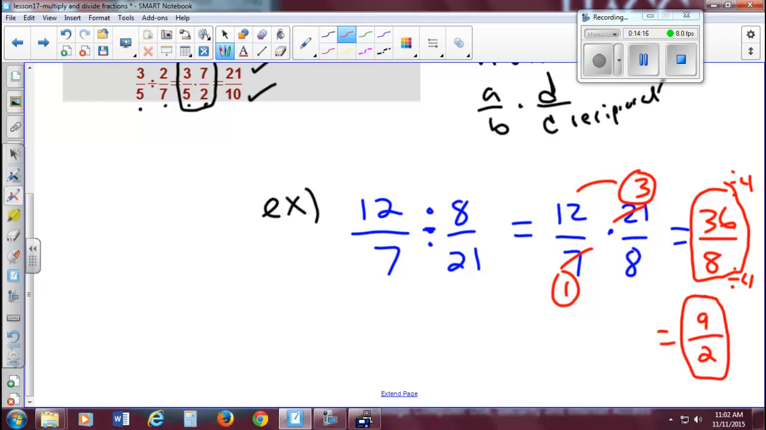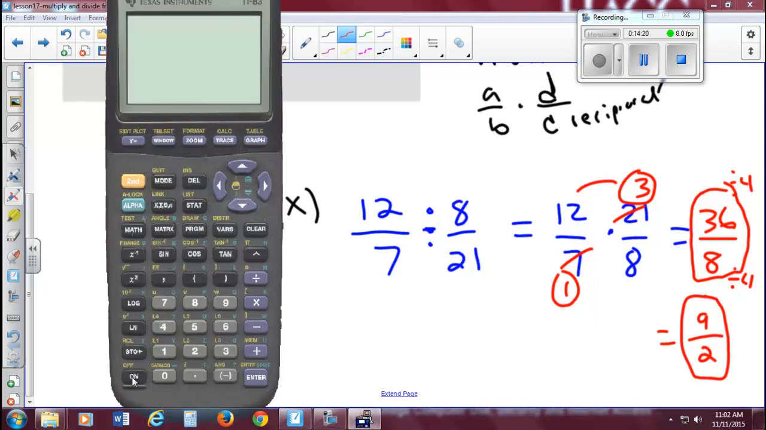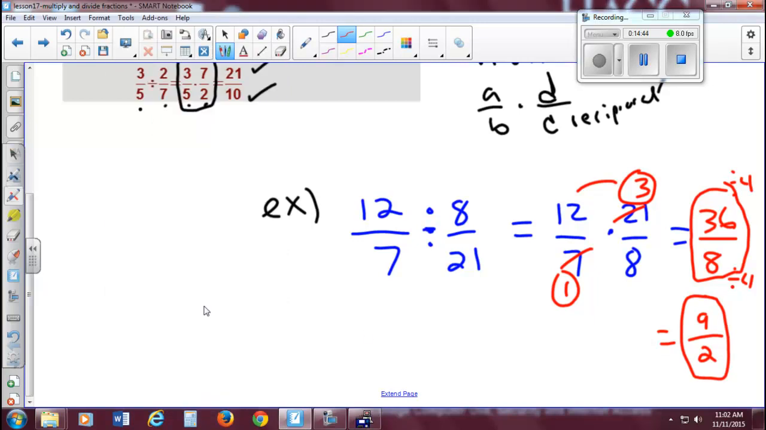And again, although this is not a calculator course, what I like to do when I'm at home and I just want to feel confident in my answer, I'll do it and then I'll check it. So I'll enter 12/7, and then I'll hit divided by 8/21, get a decimal, and then hit math frac. 9/2. Voila, 9/2. But only touch the calculator after you've tried it by hand.